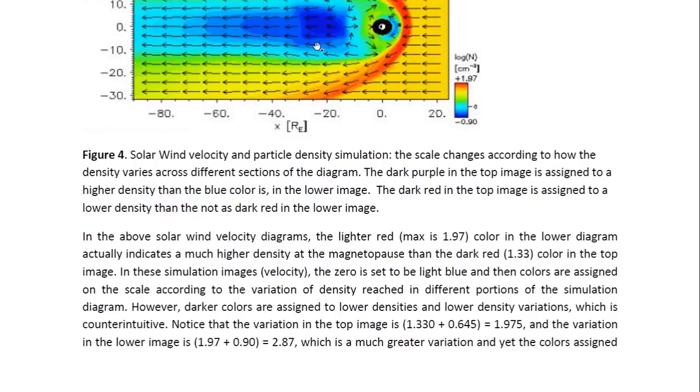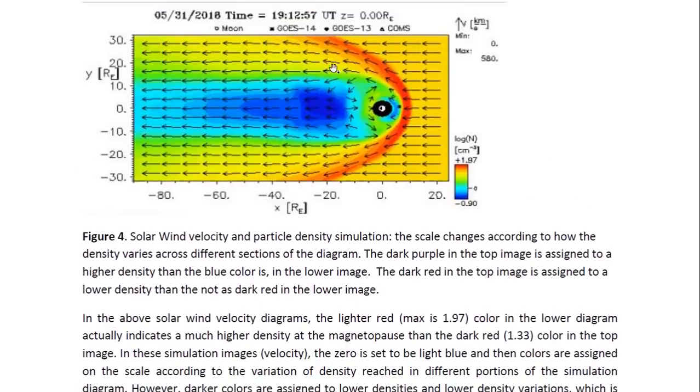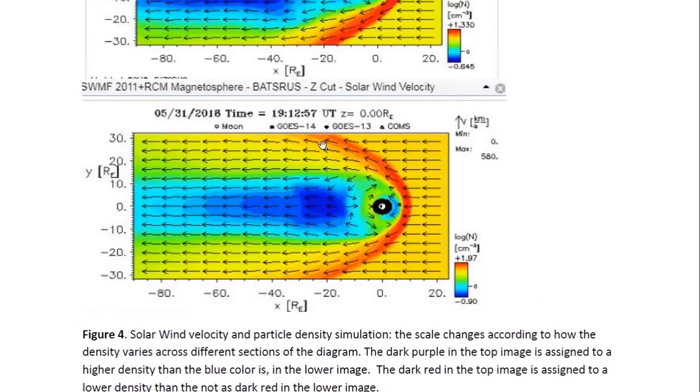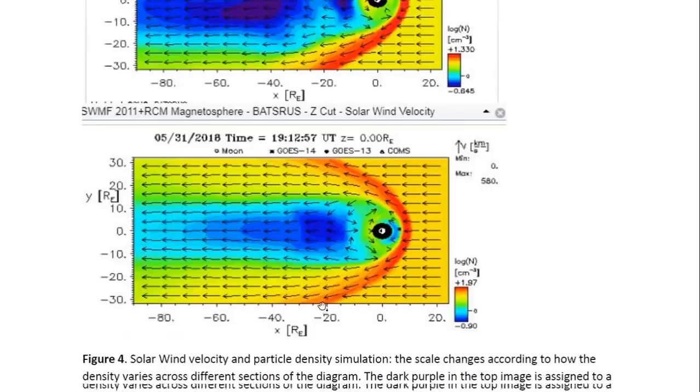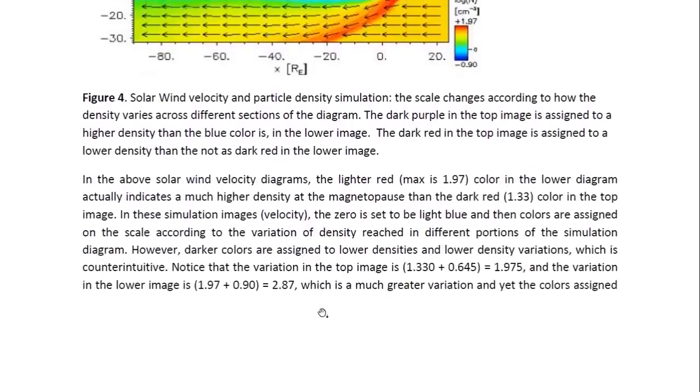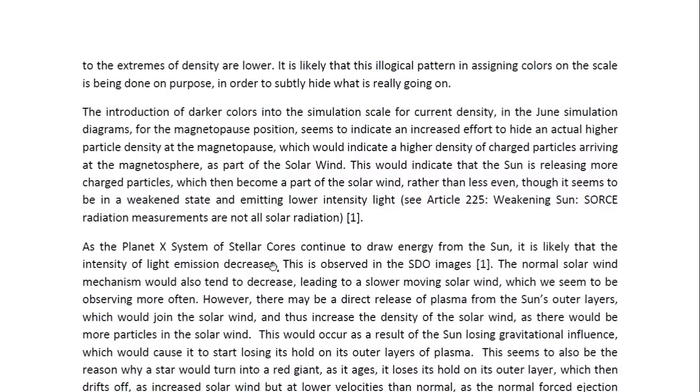So we have a much higher variation in densities in the lower diagram, but we have less variation in the colors assigned. So this is definitely counterintuitive and confusing, most likely purposely confusing, because people comparing the colors would seem to think there's a wider variation and higher density at the magnetopause in this diagram than in that diagram. So we seem to have an illogical pattern in assigning colors on the scale.